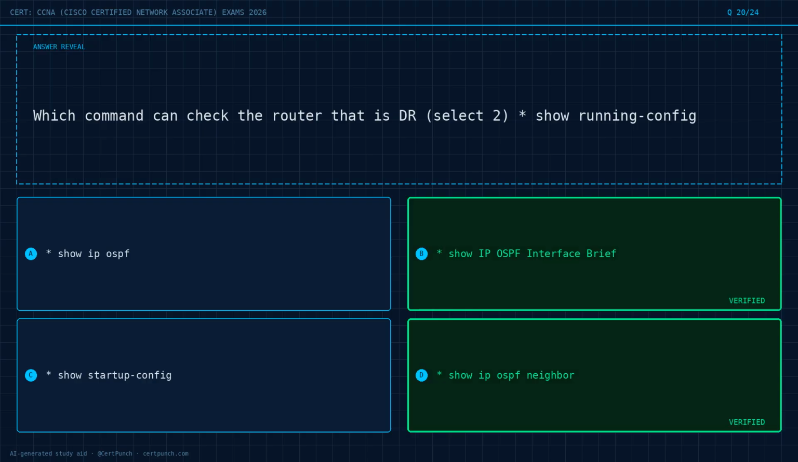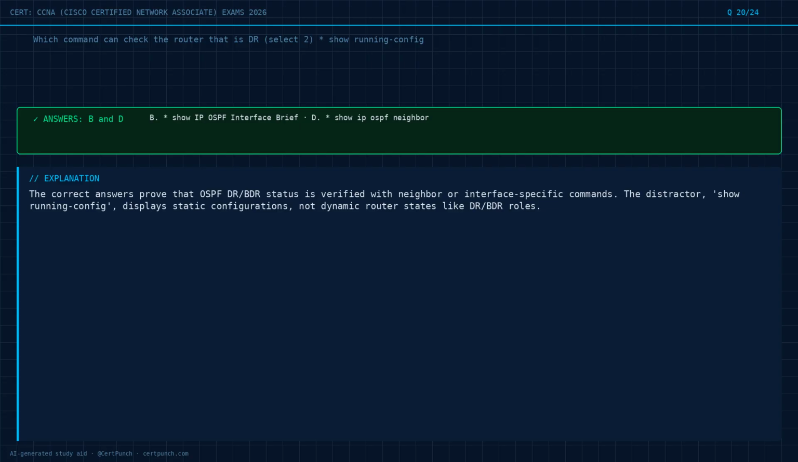The correct answers are options B and D. Why it works: the correct answers prove that OSPF DR/BDR status is verified with neighbor or interface-specific commands. The distractor, show running-config, displays static configurations, not dynamic router states like DR/BDR roles.